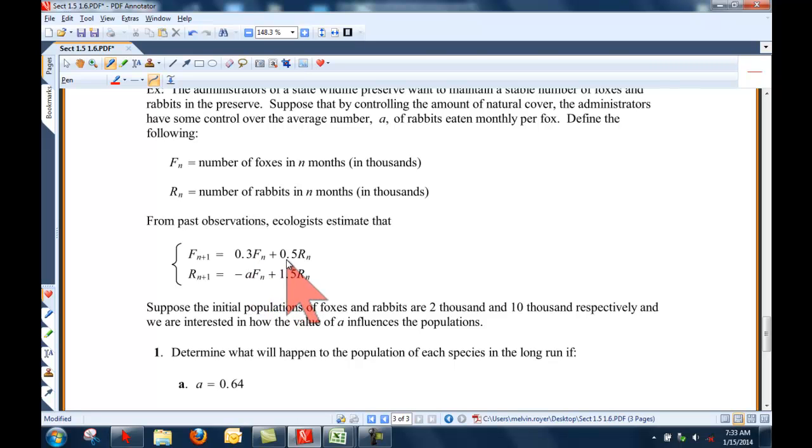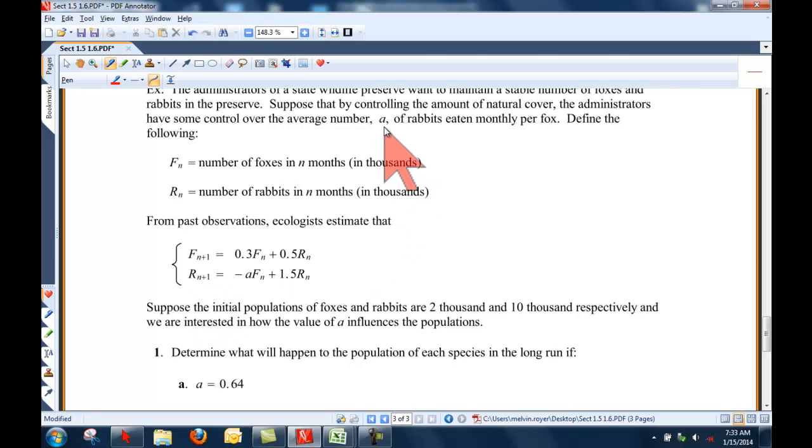But fox reproduce more rapidly when there's a good food supply. The animals are more likely to have time to breed and raise young. The females are more likely to be fertile and so on. And so here is a term that says you'll get more fox if you actually have more rabbits around to be the food supply.